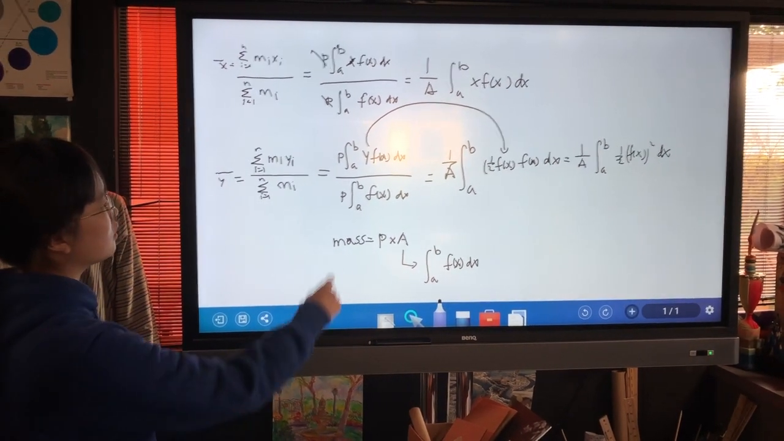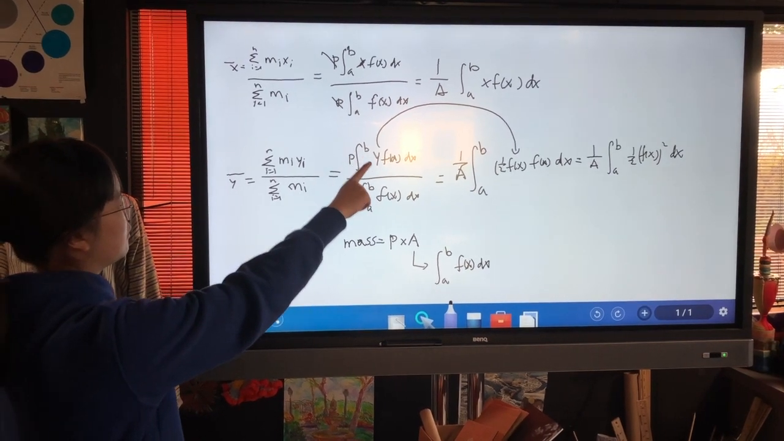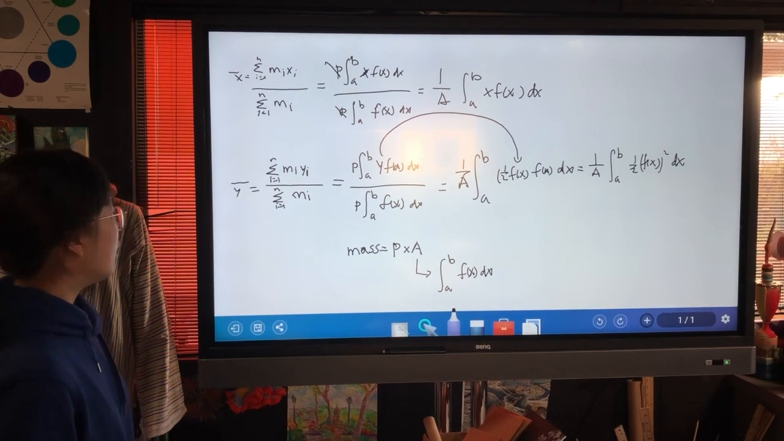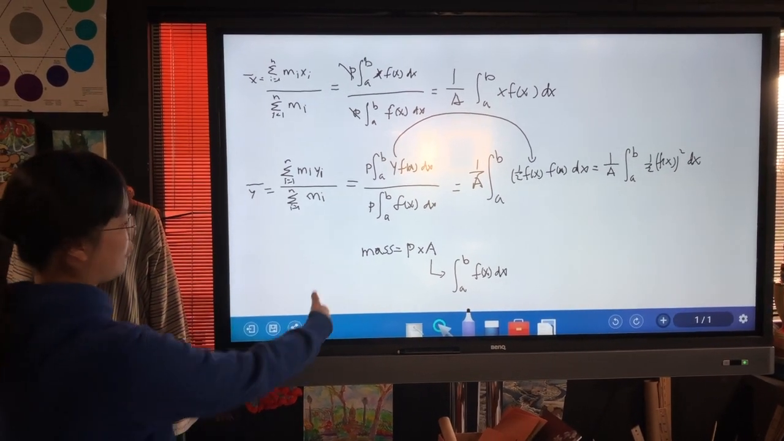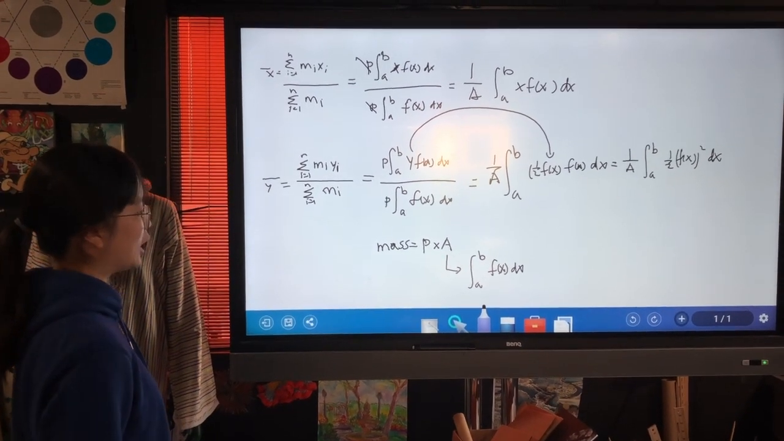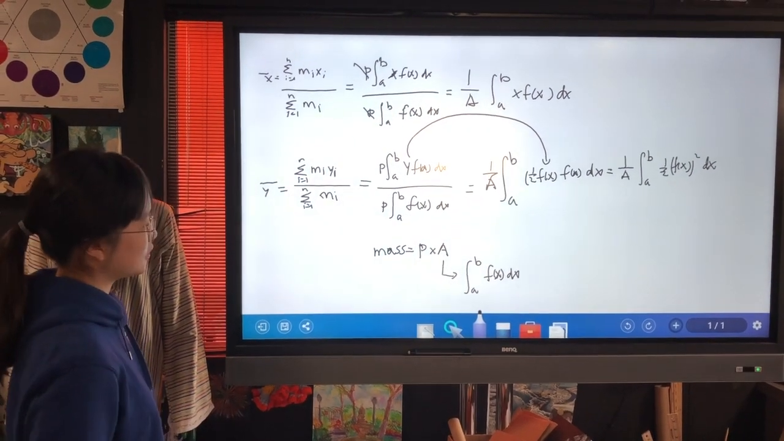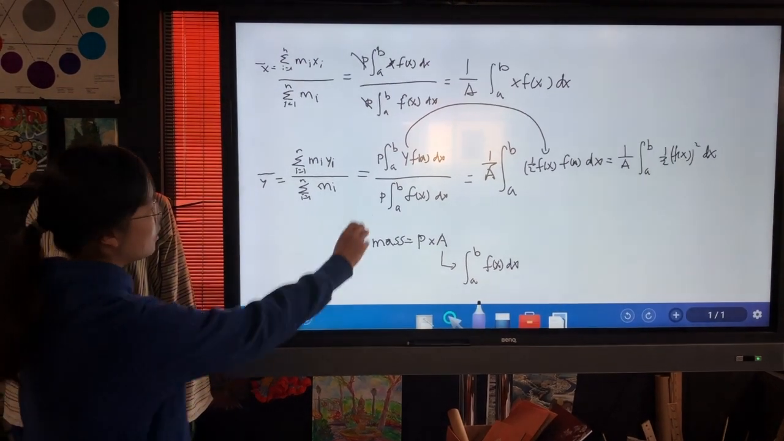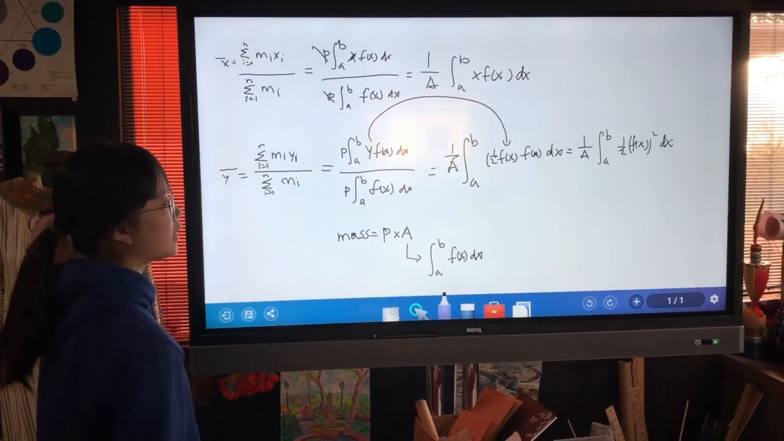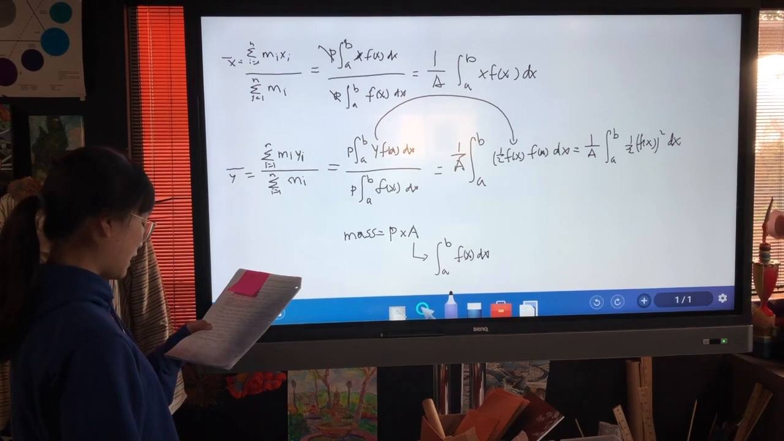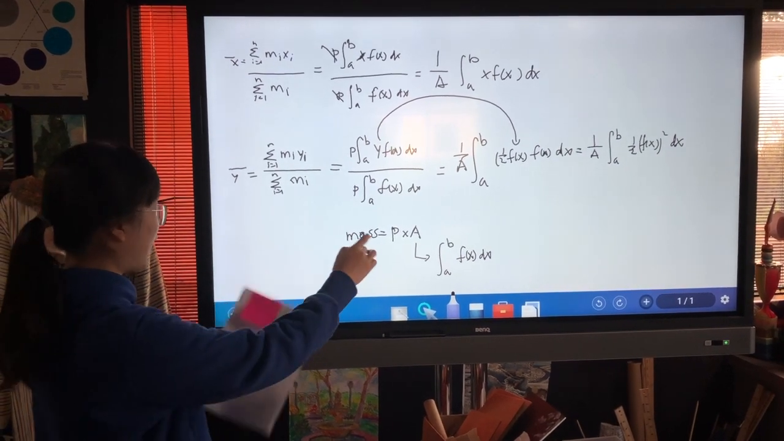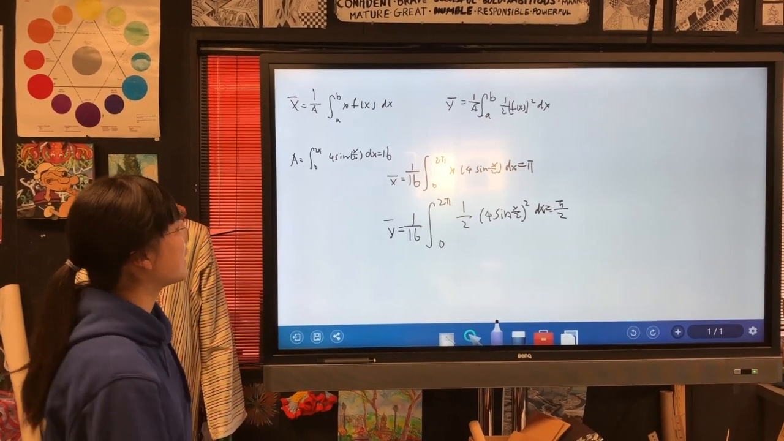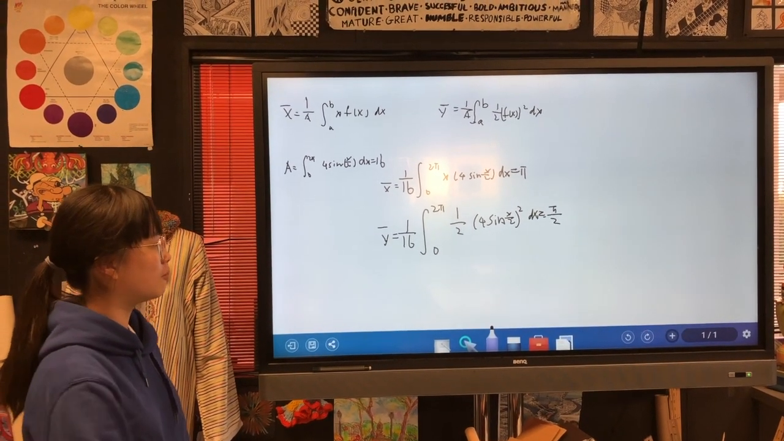We can rewrite it as 1 over A times the integral from a to b of x f(x) dx. To derive the equation for y, we do the same thing, but slightly different, because for y we're looking at a rectangular slice region, so the center of mass is basically half of the height, which is a half f(x). To write it more neatly, we get 1 over A times the integral from a to b of a half f(x) squared dx.